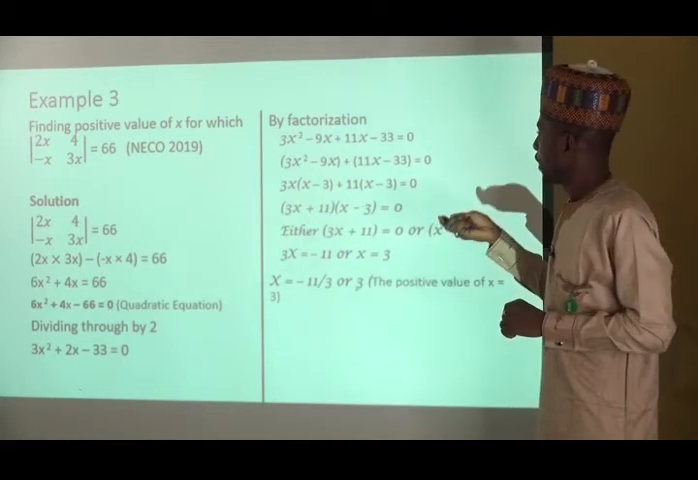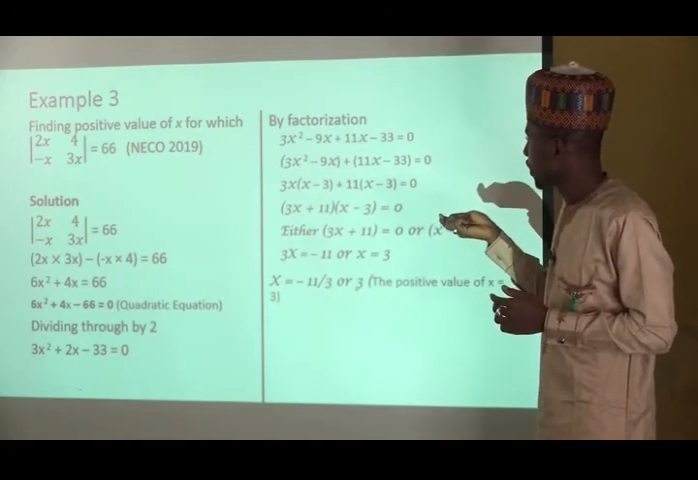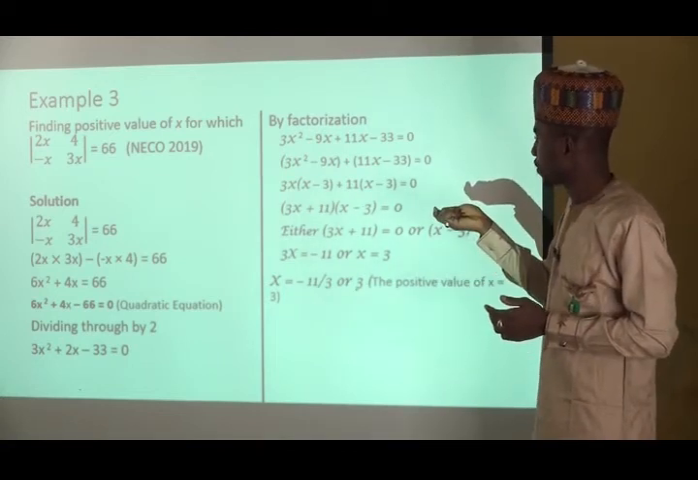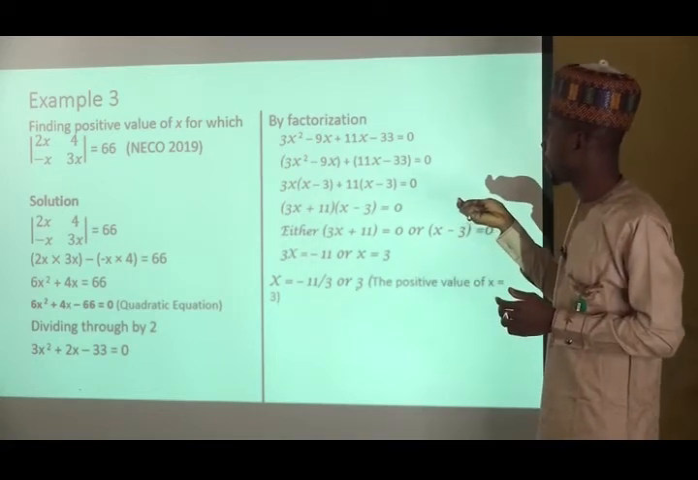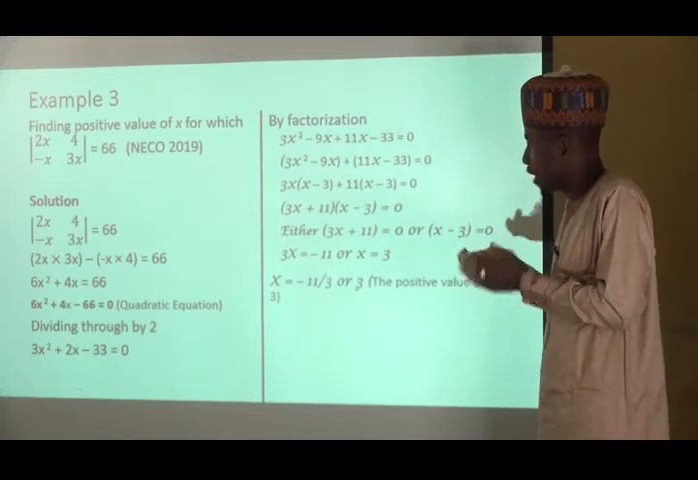Take it. Then now I can group this. That is 3x squared minus 9x. Enclose them in a bracket. The positive sign is here. Then 11x minus 33. Enclose the two in a bracket.